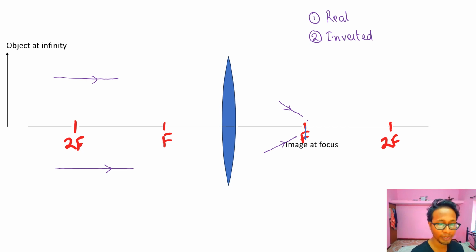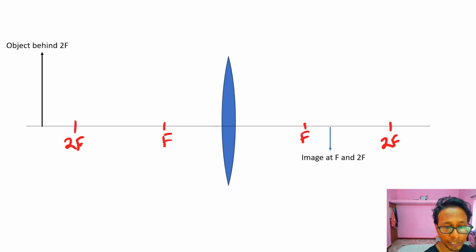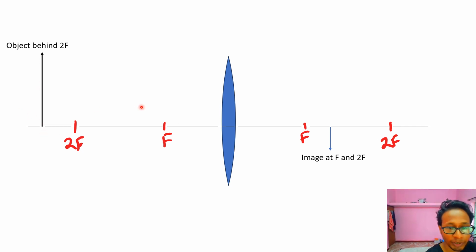Now see, my object position moves from infinity to behind 2f. That means the object is coming slowly from infinity towards the lens. What happens then? The object is not at infinity anymore, it is coming towards the lens. The image goes from the focus to 2f. So when the object moves from infinity to 2f, the image goes from focus to 2f. Image goes from here to here.